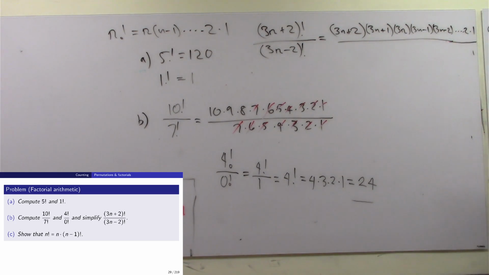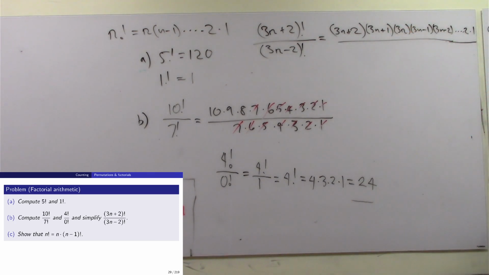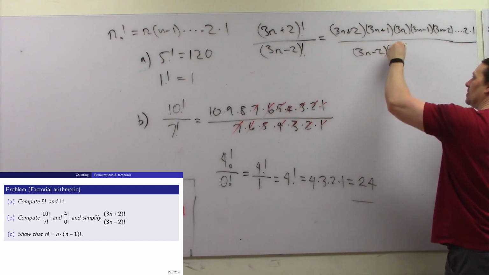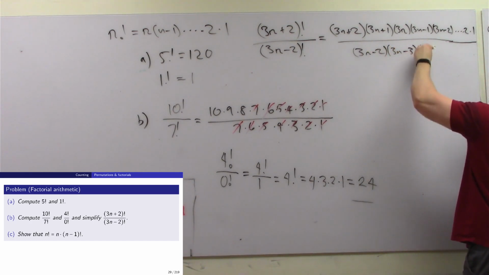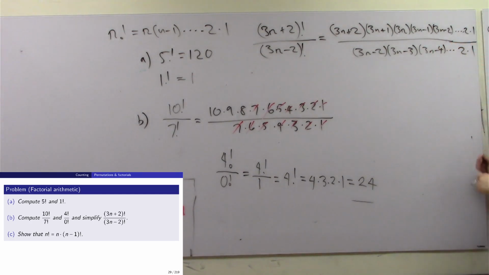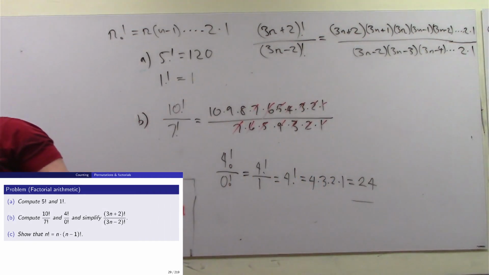Okay? This one, obviously, you can't write out all the terms. n's not defined to be an explicit number here. But something nice did happen, because 3n minus 2 factorial drops down to 3n minus 3, 3n minus 4, and this goes all the way down to 2 and 1. And what happens in this situation? Same thing as before, right?